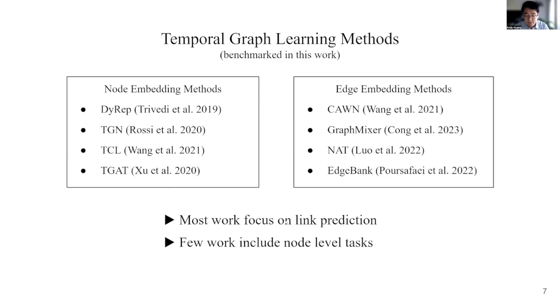And most of this work focuses on link prediction, and there's relatively little work that studies node level tasks in temporal graph learning, which is one of the motivations for this benchmark to include both link and node level tasks, and to see how method performance changes between these two different task categories.